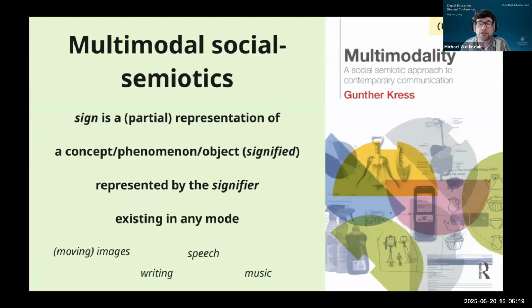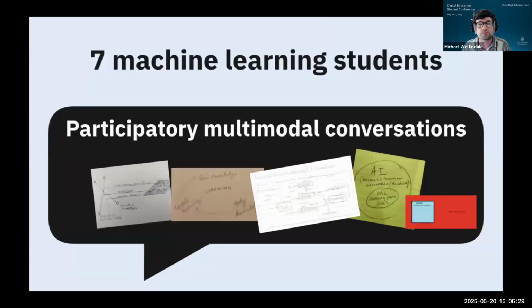So a concept such as learning might be signified through an arrangement of shapes, the signifier, existing as a hand-drawn image produced in a specific social environment, such as a classroom.